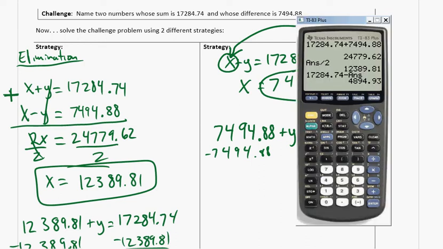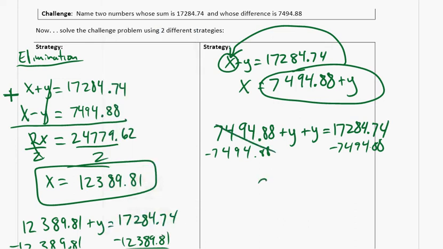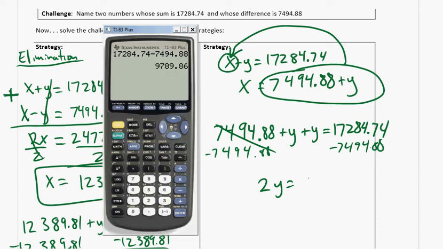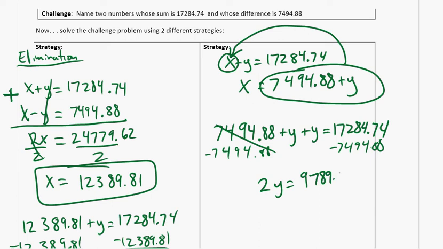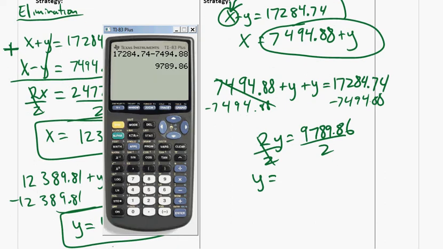Let me get my calculator up here. 17,284.74 minus 7494.88 is that, and y plus y, of course, is 2y. So 2y equals this, 9789.86. Then I divide both sides by 2 to get this y by itself, and I get y equals this divided by 2.